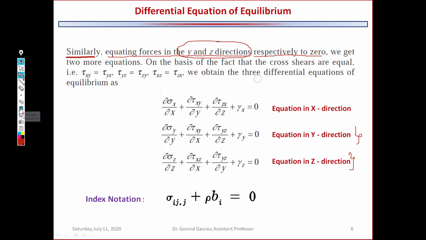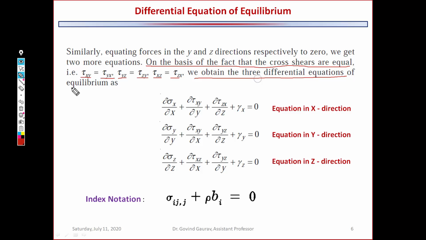Again, we know that the shearing stresses are complementary. It is written on the basis of the fact that the cross shears are equal, so we can say that tau xy is equal to tau yx, tau yz is equal to tau zy, and tau xz is equal to tau zx. So we will obtain the differential equations of equilibrium. The first one we have already derived when we wrote the equation of equilibrium in the x direction. So this one is the equation in the x direction.